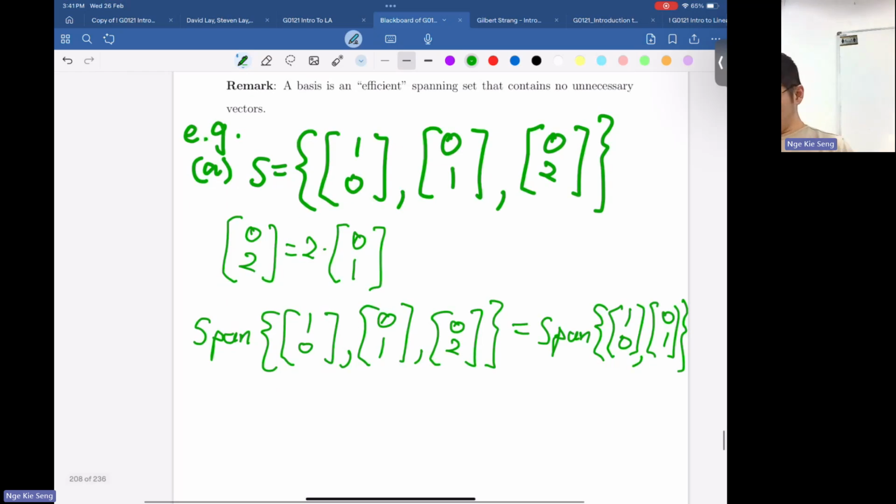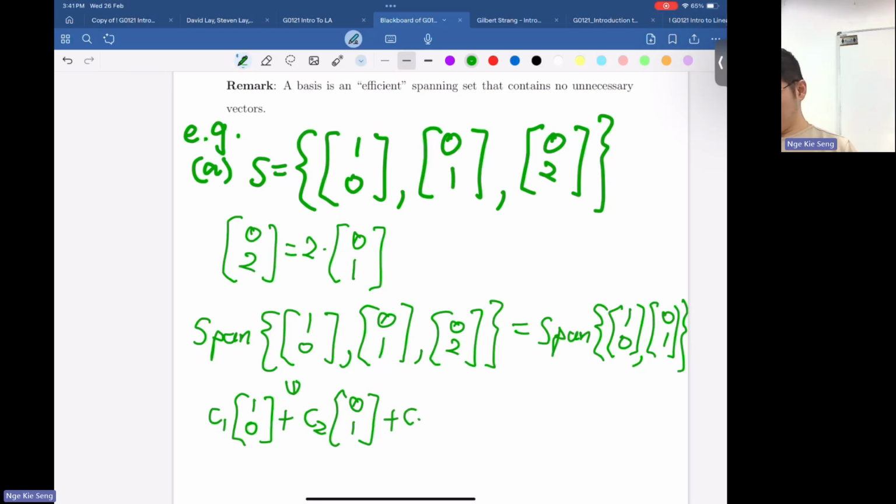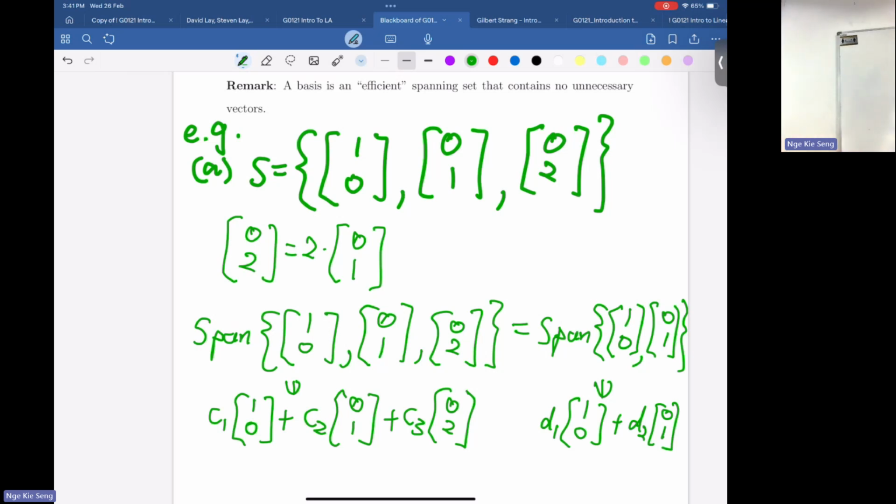To prove this, for sure you need to write down all the elements. All the elements on the left-hand side look like C1 times (1, 0) plus C2 times (0, 1) plus C3 times (0, 2). On the right-hand side, you just have, let's say, D1 times (1, 0) plus D2 times (0, 1). So how do you remove this (0, 2) to make it look like this? How?